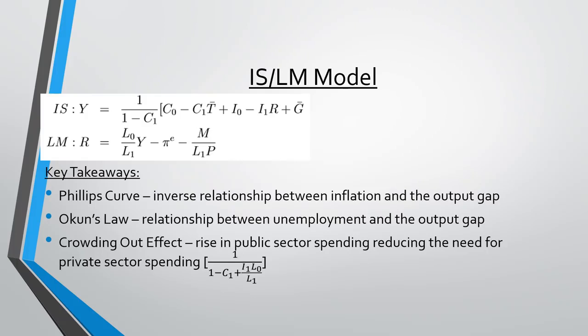Lastly, it's also important to be able to calculate what happens when you substitute the second equation into the first one. If you have done it correctly, then you should have a change in the multiplier value equal to 1 over 1 minus C1 plus I1 L0 over L1. And if you have done that correctly, then you should be able to understand what is the crowding out effect, which is limited to this value in particular here.